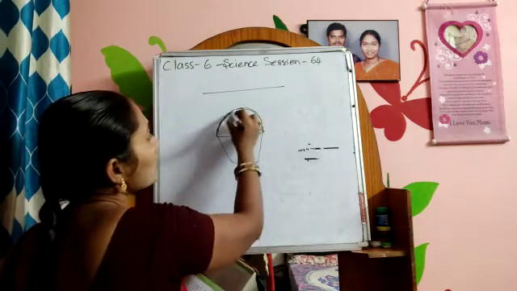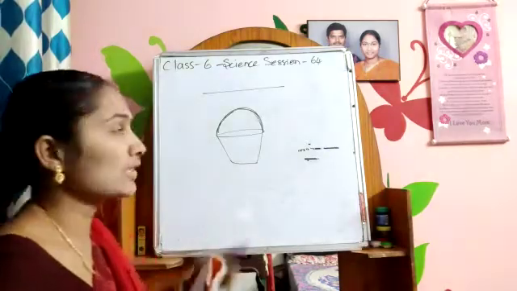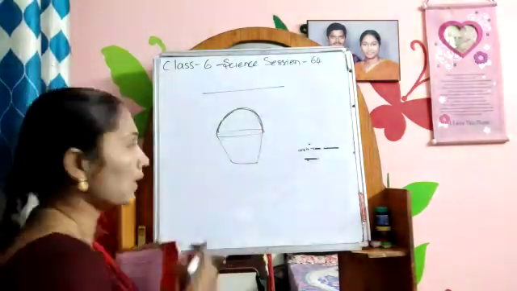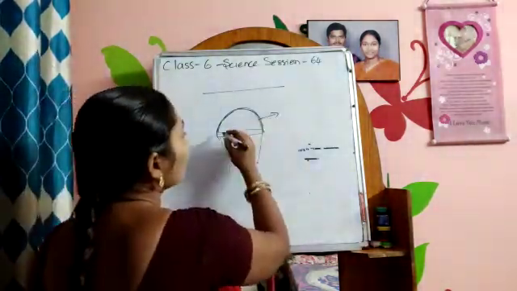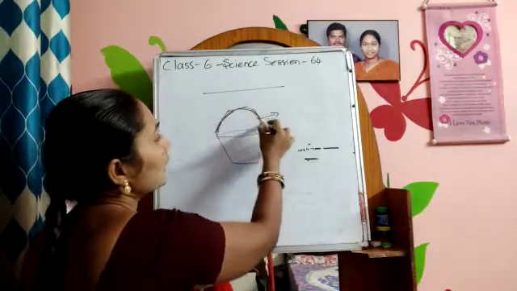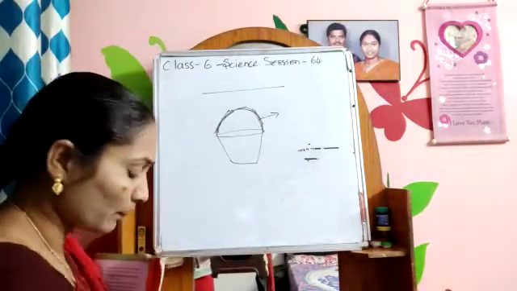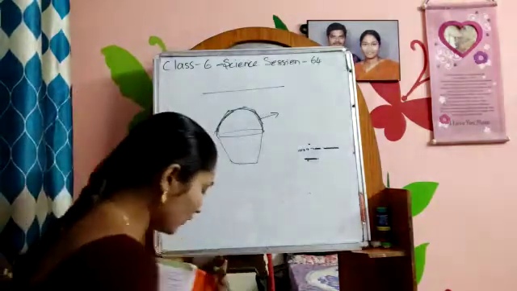Now this is not straight. It is called a curved path. Then how do you measure this length? You cannot keep the scale here, here and here. So how are you going to measure the length of this curved path? You are going to see.